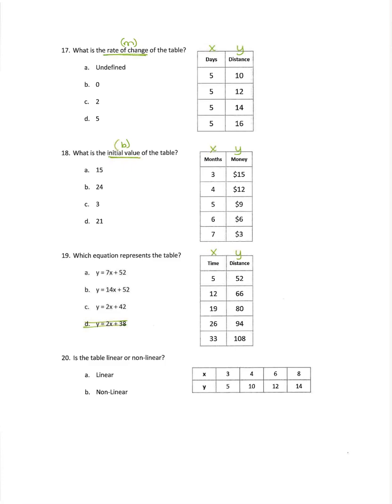Number 19, which equation represents the table? A, y equals 7x plus 52, B, y equals 14x plus 52, C, y equals 2x plus 42. Number 20, is the table linear or nonlinear? A, linear, B, nonlinear.